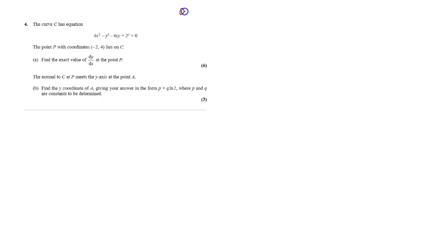Question number 4, part A. The curve C has equation 4x squared minus y cubed minus 4xy plus 2 to the power y is equal to 0. The point P with x coordinate minus 2 lies on C. Again, this is P, this is minus 2, 4. Find the exact value of dy over dx.